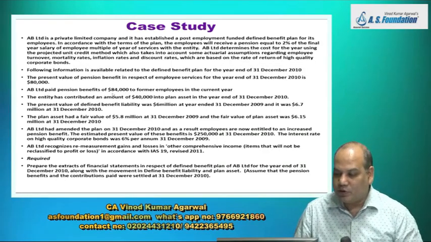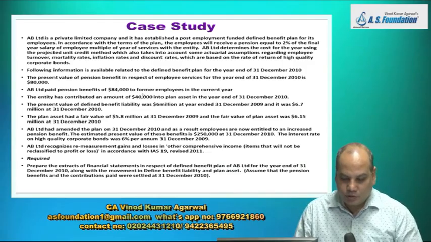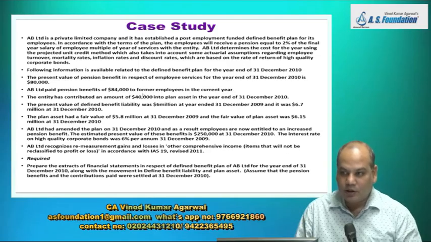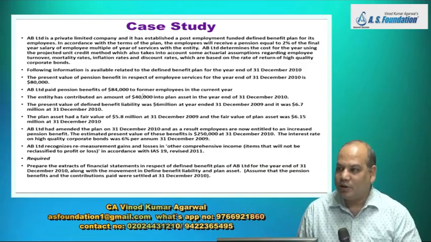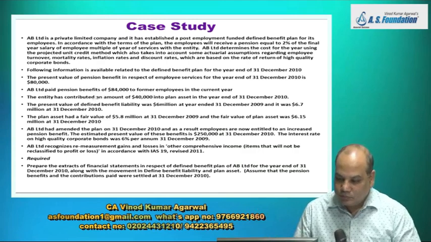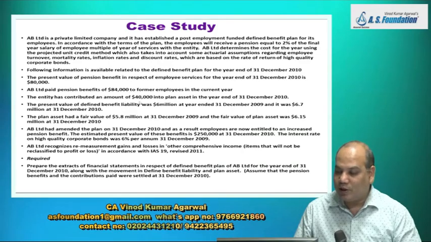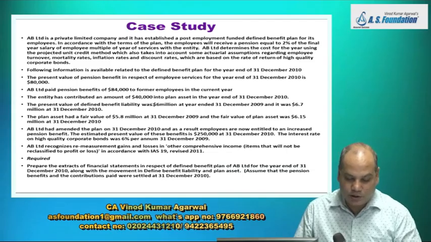AB Limited paid pension benefit of 84,000 to former employees in current year. This you tick mark in liability 84 and also tick mark in benefit paid in plan asset 84. One single tick. At the end, we will check whether all items have been ticked marked or not. In the exam, you have to write the answer, okay? The entity has contributed an amount of 40,000 in plan asset. This you only tick mark in plan asset, 40 plus.